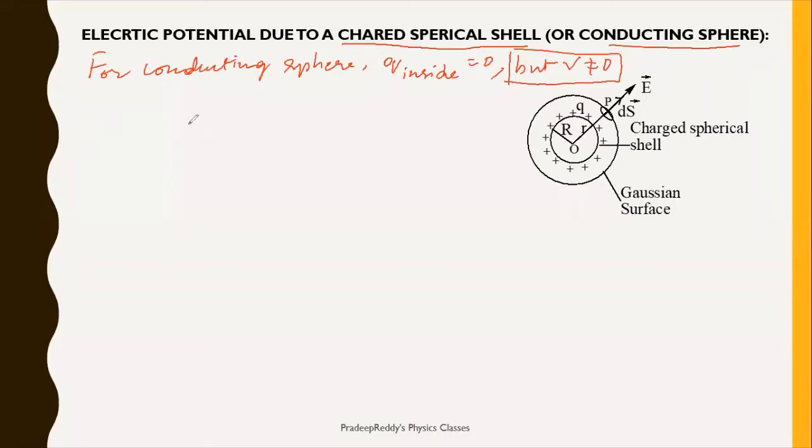Let me take here a sphere. This is a sphere, its radius is R, and this is center O, and I want to find out potentials at different positions. Here I want to find out potential V inside, next potential here, V on surface, and next potential here, V outside. So there are 3 different positions where I want to find the potential.